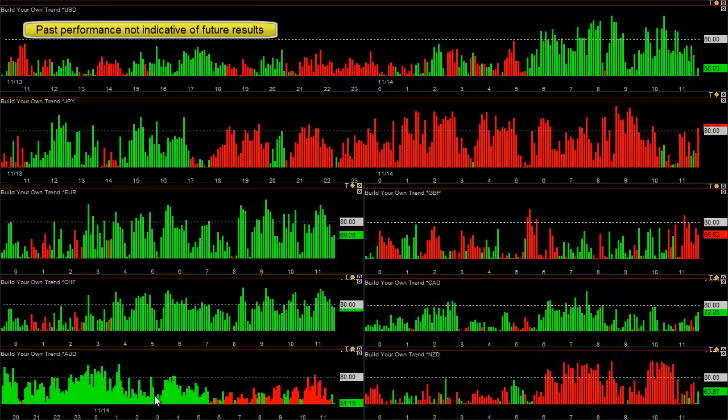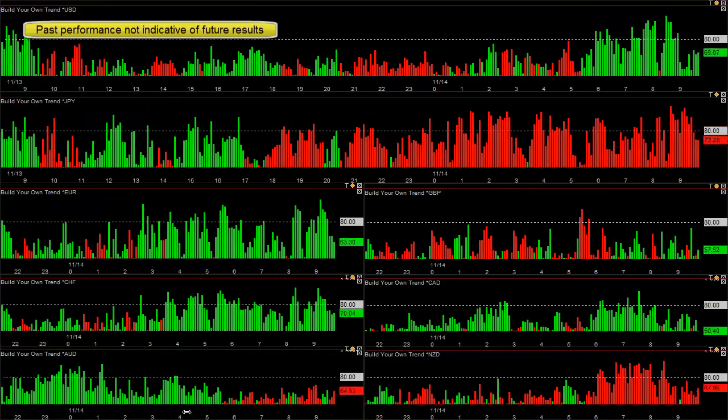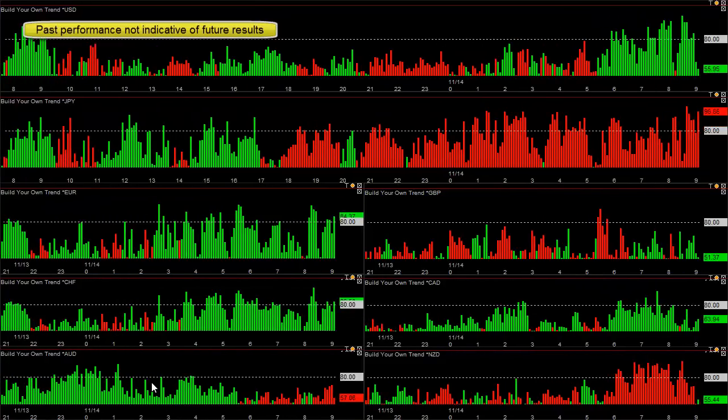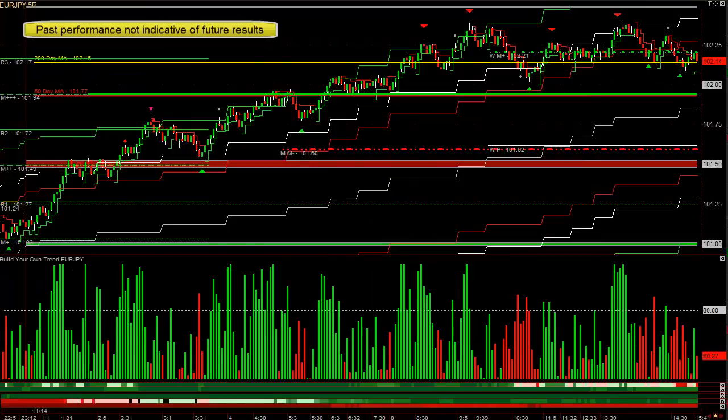Let me minimize this here. And now you can see also the Australian was strong earlier in the day. So mainly you wanted to focus on the euro yen buys, CAD yen, and later in the day when the dollar started showing incredible strength, you could have bought the dollar yen, or you could have sold the New Zealand dollar. So let's bring up some of those currencies and we'll go over them.